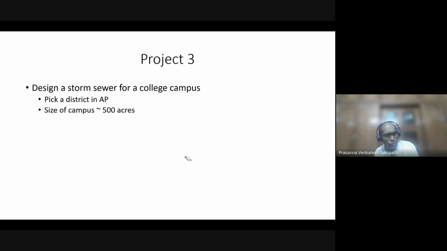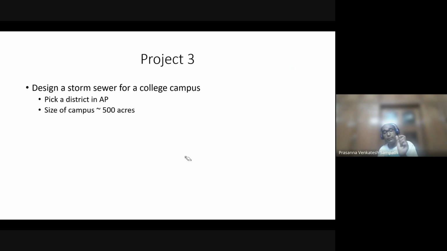What I want each group to do is to pick a different district in Andhra Pradesh. Each group will pick one district, and you will assume that the size of your campus is approximately around 500 acres, similar to our campus, because the amount of runoff produced by the campus depends on the size of the campus, right? It doesn't have to be exactly 500. It can be maybe 600, 450, something like that. So you will have to pick a district, and you have to pick a location inside the district, which is of size approximately 500 acres. So this is the task that you will do.